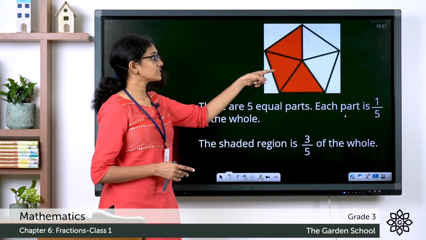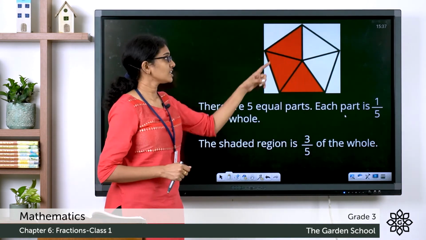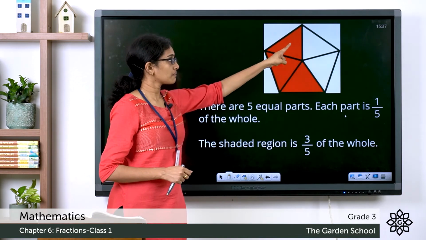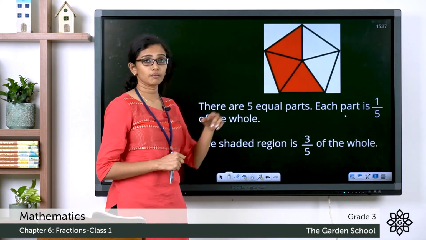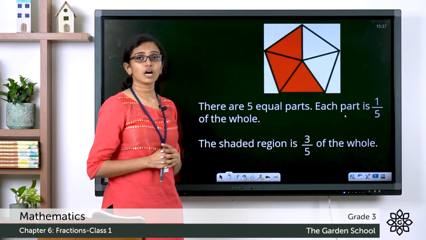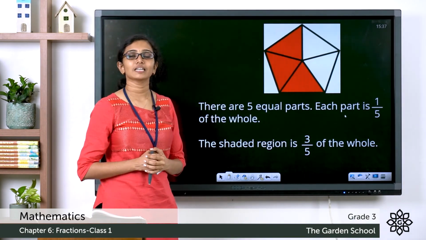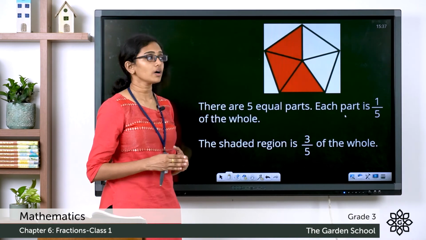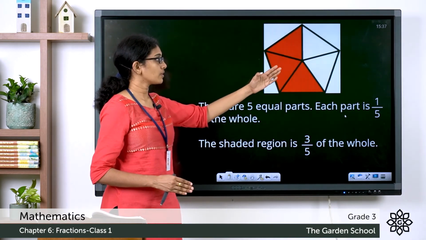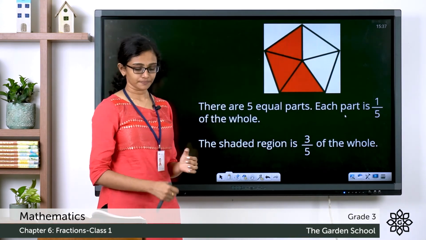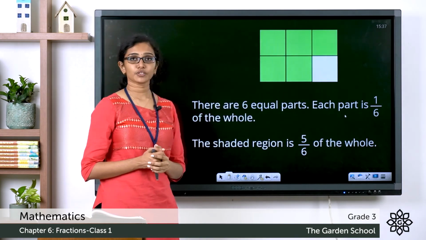Here 3 parts are colored. We said each part is 1/5. So it's 1/5 plus 1/5 plus 1/5. Total 3 parts out of the 5 parts are shaded. So the fraction of the colored part here is 3/5 or 1/5 plus 1/5 plus 1/5. Clear? Look at this picture now.